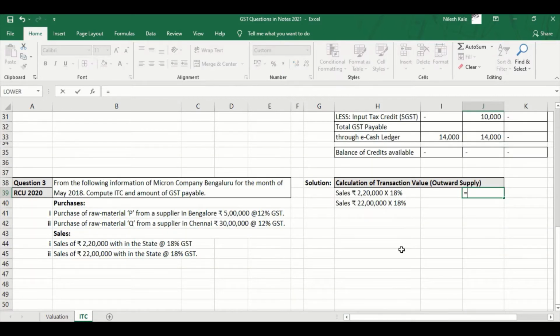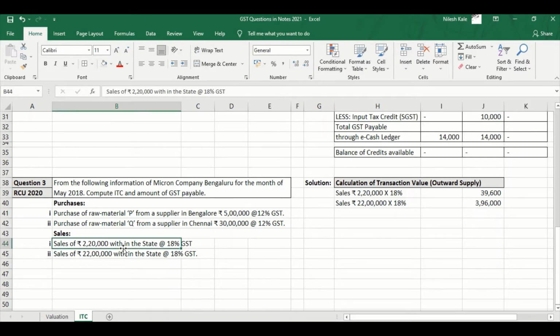Consider this, 2,20,000 into 18 divided by 100. It is 39,600, and 22 lakh, sorry, I will have to put the equal to sign, 22 lakh into 18 divided by 100, 3,96,000.